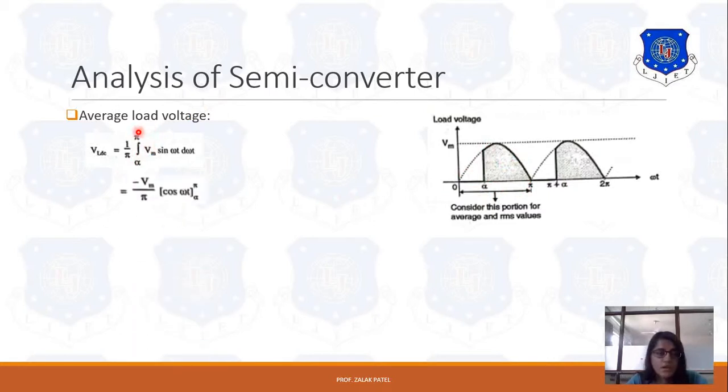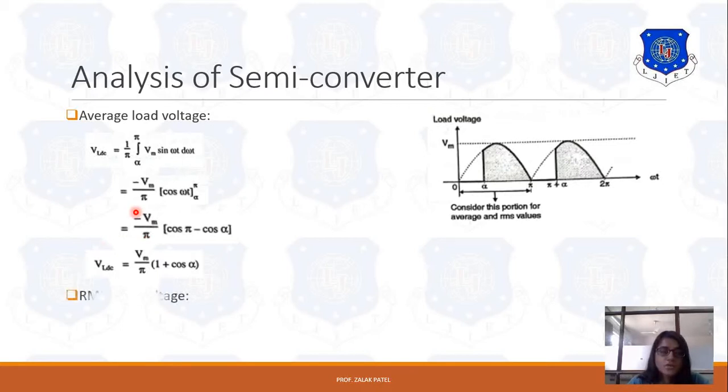Now if we integrate, it will be equal to Vm upon pi as it is. Integration of sine is minus cos, so minus Vm upon pi cos omega t, with limits from alpha to pi. That gives minus Vm upon pi, cos pi minus cos alpha. The value of cos pi is minus 1, so VLDC is equal to Vm upon pi into 1 plus cos alpha. This is the final equation of the average load voltage.